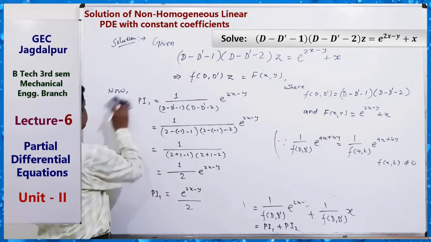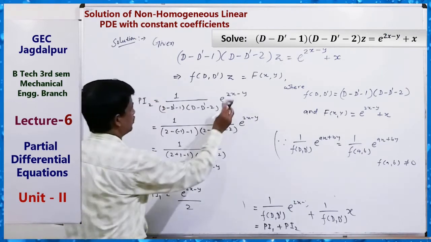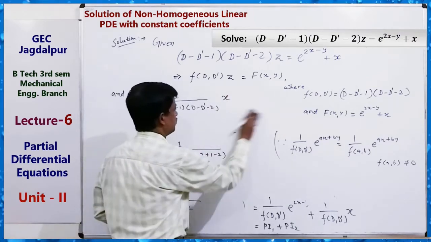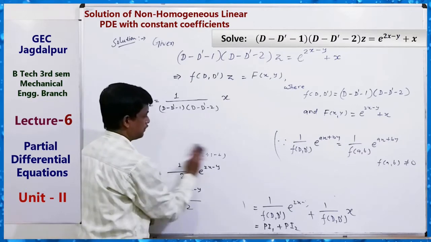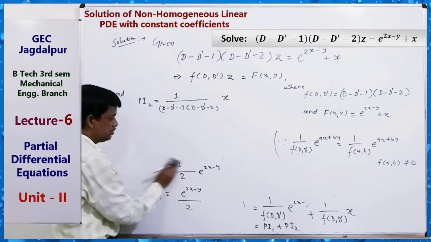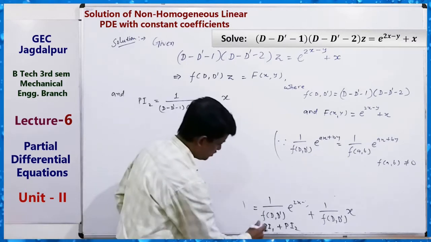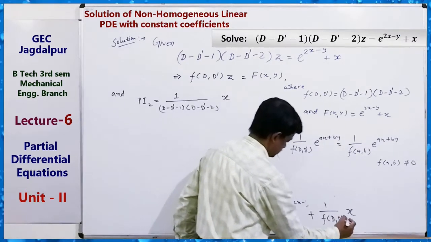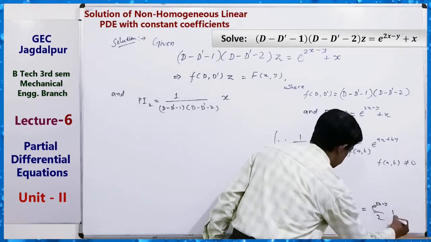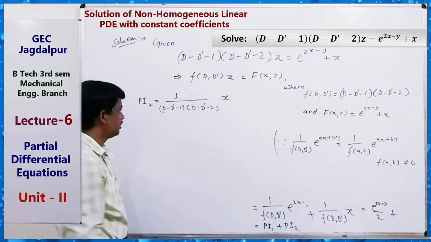And also PI2, there will be x. Okay? Clear? So this is PI1. We get PI equals to what? It is e to the power 2x minus y upon 2 plus now this PI2 with x.